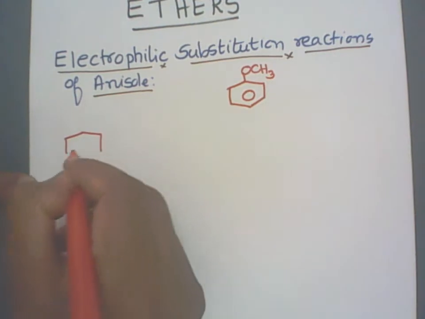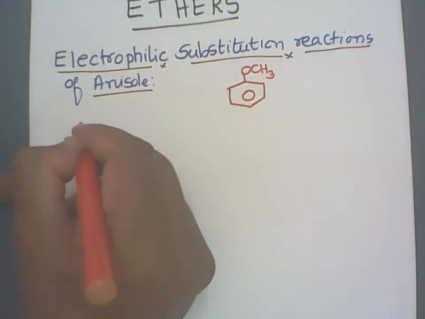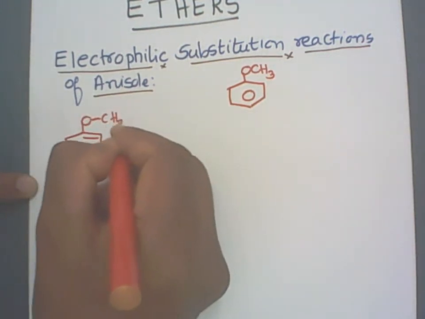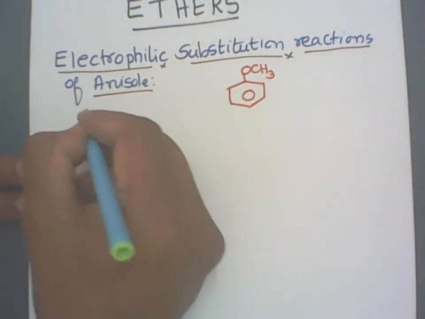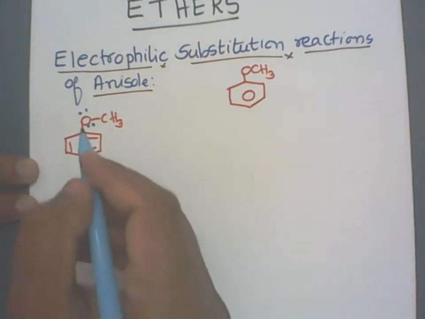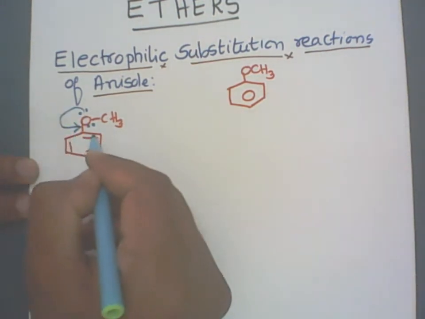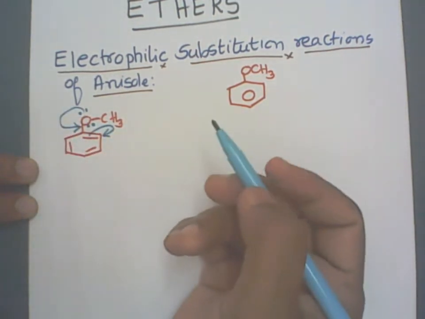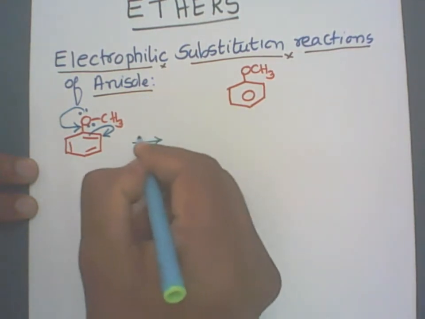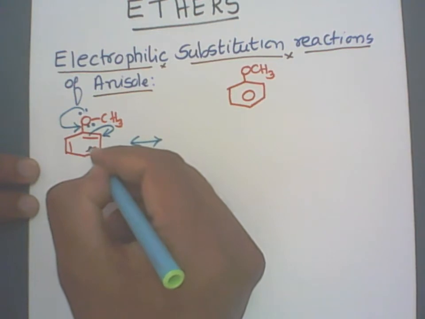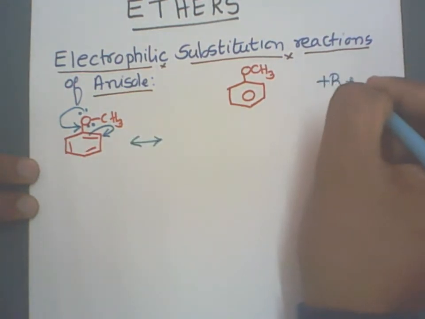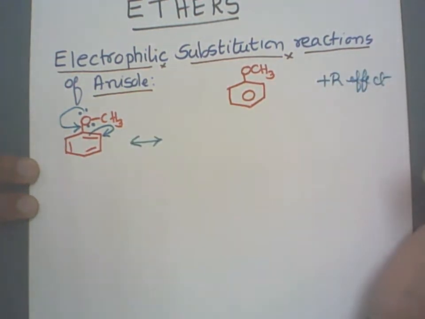So, a benzene ring attached to the OCH3. You know that oxygen carries two lone pairs of electrons. One lone pair is involved in the resonance, like this. So the OCH3 group is electron donating to the benzene. Therefore, it is called the plus R effect, plus resonance effect.